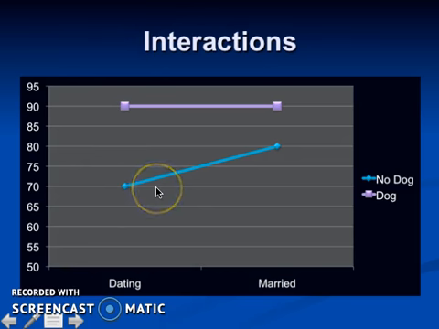But then for there to be an interaction, I would need to see that same pattern for no dog, where whatever level no dog is at, it would be the same whether dating or married. And I'm not seeing that. Here, people who are married but have no dog are happier than people who are dating and have no dog. So because those lines aren't parallel, you're not seeing the same pattern. It's supporting that there is a significant interaction.